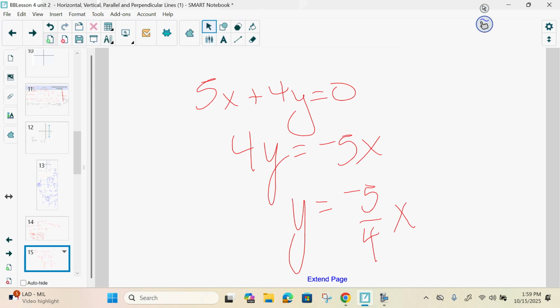So number 1, number 2, number 3, number 4, number 5, number 8, 10, 11, 12, nope, 11. Those are all just drawing whether they're horizontal or vertical. The other 4, 6, 7, 9, and 12, you've got to put it in this form, right? You got to put it in y equals mx plus b.